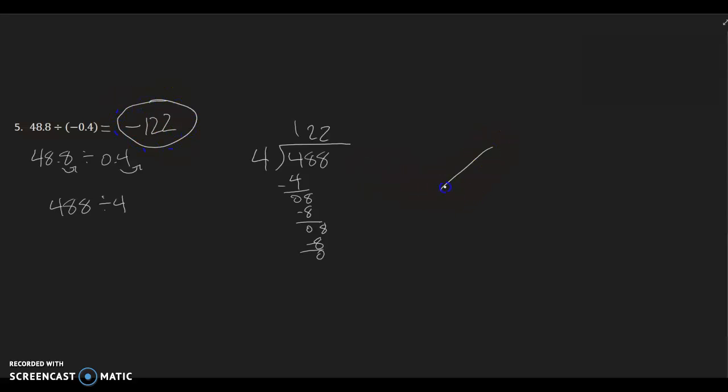So remember those signs, right? You got a plus, a minus, and a minus. So a positive divided by a negative is going to get me a result that's negative.